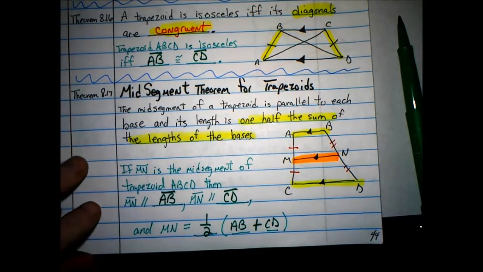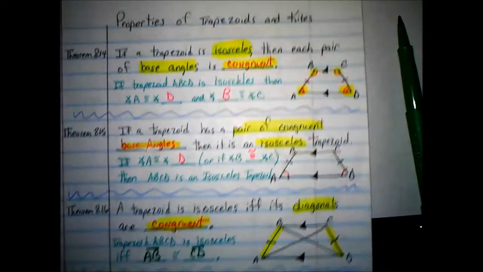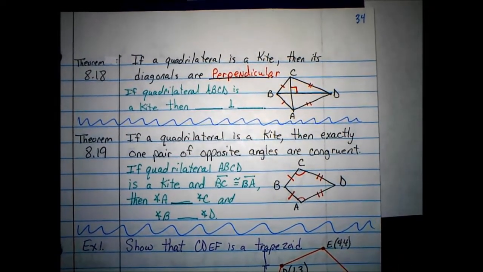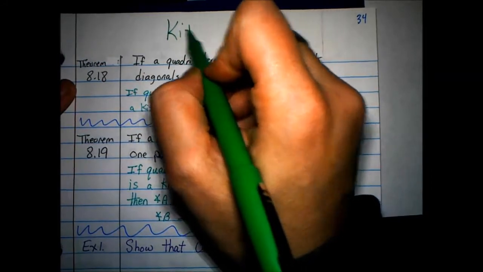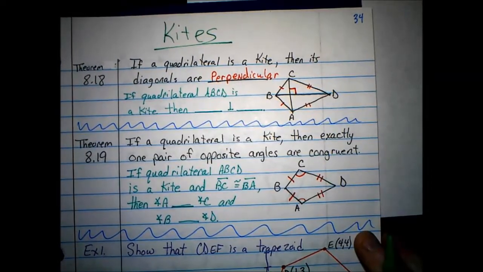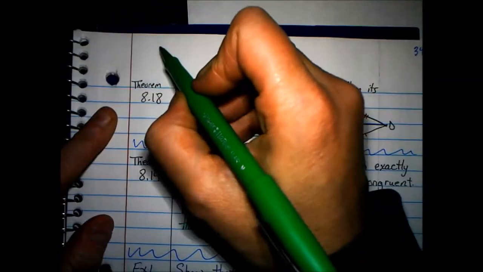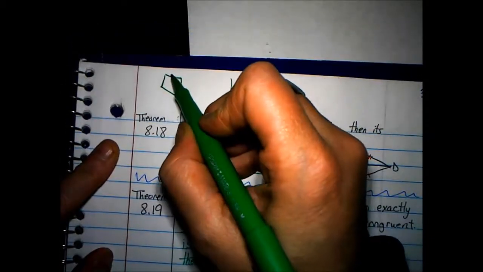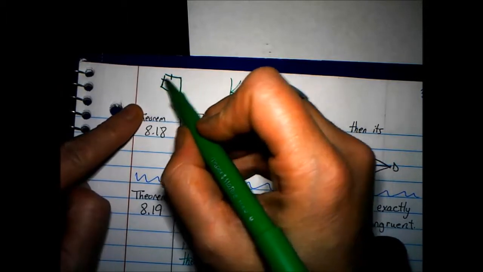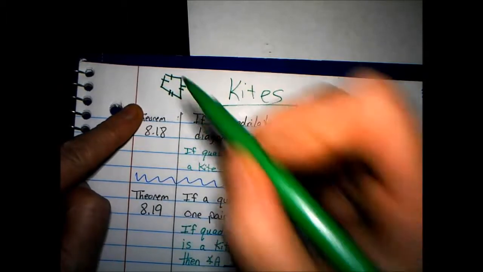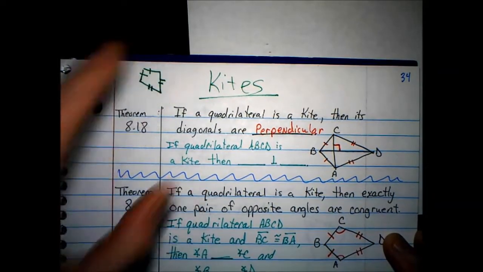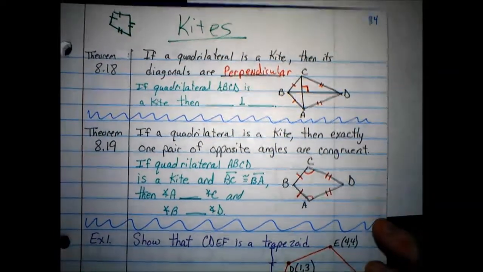Okay, on the next page, 34, this changes to kites, by the way. Okay, remember, a kite is like an actual kite that you fly, also referred to as a diamond, but two adjacent legs are congruent, and the other two adjacent legs are congruent, making it a kite. So it's very, very different than the other quadrilaterals that we've had.